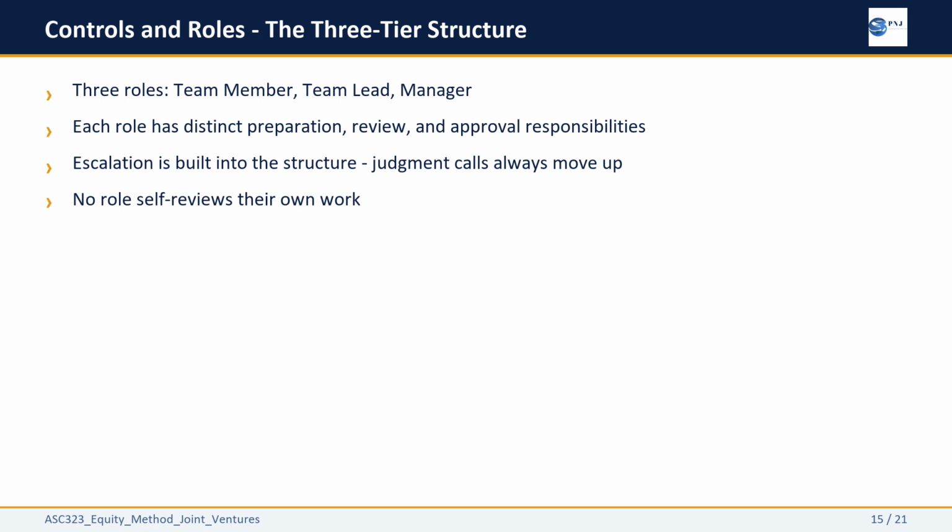It requires a clear three-tier role structure where each level knows exactly what it is responsible for and when to escalate. The team member prepares. The team lead reviews. The manager approves. The critical design principle is that judgment-based conclusions always move up the chain. They are never resolved at the level that first encounters them, and no one reviews their own work. This structure exists not because individuals are untrustworthy, but because equity method accounting requires experienced oversight at multiple levels.